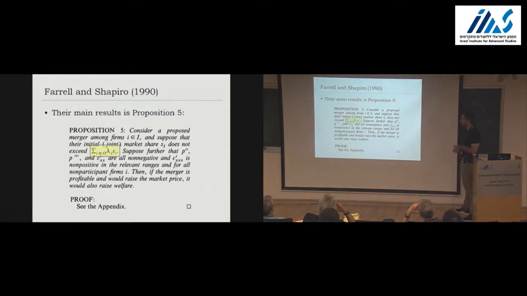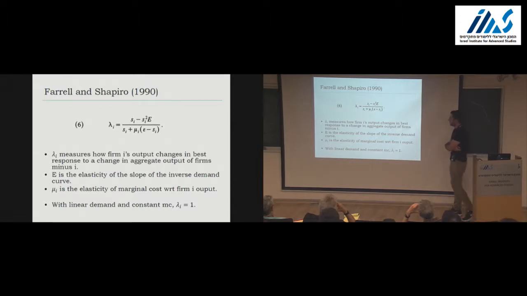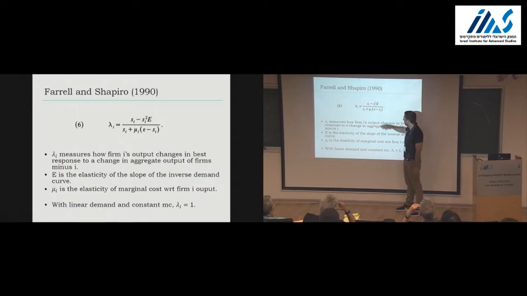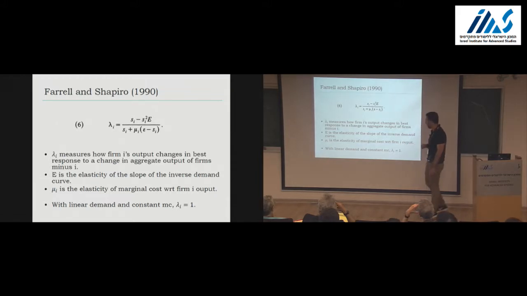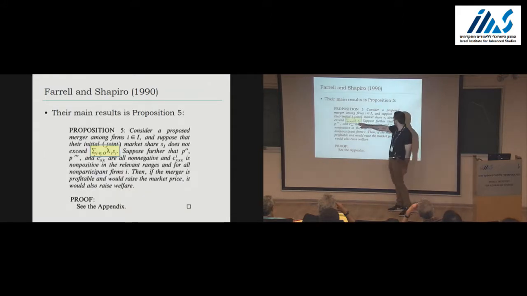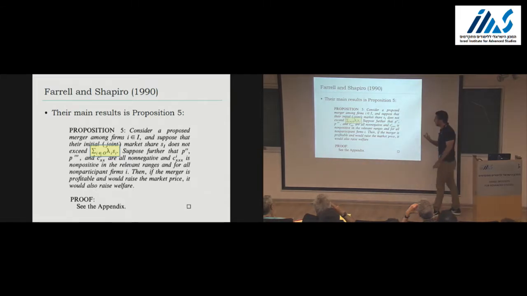Okay, so let's look at the lambdas. Here's the definition of lambda. It's a function of firm i's market share, and capital E is the elasticity of the slope of the inverse demand curve. That's where those second derivatives come in. Then mu i is the elasticity of the marginal cost of firm i. In the simple textbook case of linear demand and constant marginal cost, lambda i is equal to 1. So it's easy to think about if all the lambda i's are equal to 1. Then the joint market share must not exceed the sum of the outsiders' market shares. So as long as the combining unit is less than half the market, it's going to raise total welfare.